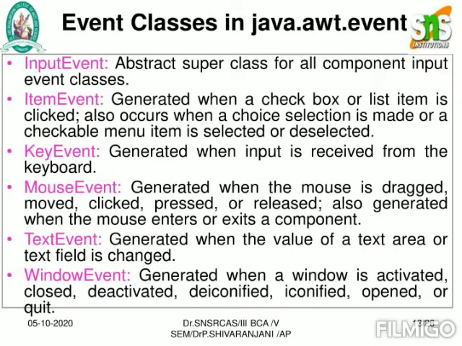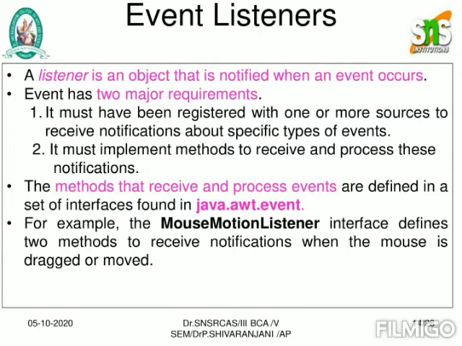So the next one is event listener. The listener is an object that is notified when events occur. So when the event occurs, it will be recorded with the help of this listener. The listener has two major requirements. The first one is it must be registered with one or more sources to receive notification about a specific type of event, and it must also implement methods to receive and process these notifications.